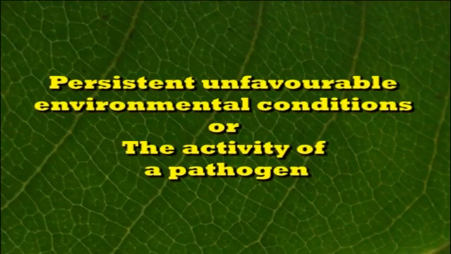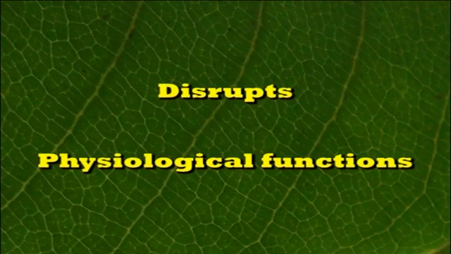We shall move to the second aspect, the disease triangle. Plant disease results when a specific agent, such as persistent unfavorable environmental conditions or the activity of a pathogen, disrupts physiological functions, causing plants to deviate from normal development. The word persistent is used to distinguish between a disease, which develops over time, and an injury, which occurs more or less instantaneously. Non-infectious diseases, perhaps more appropriately called disorders, do not spread from plant to plant.